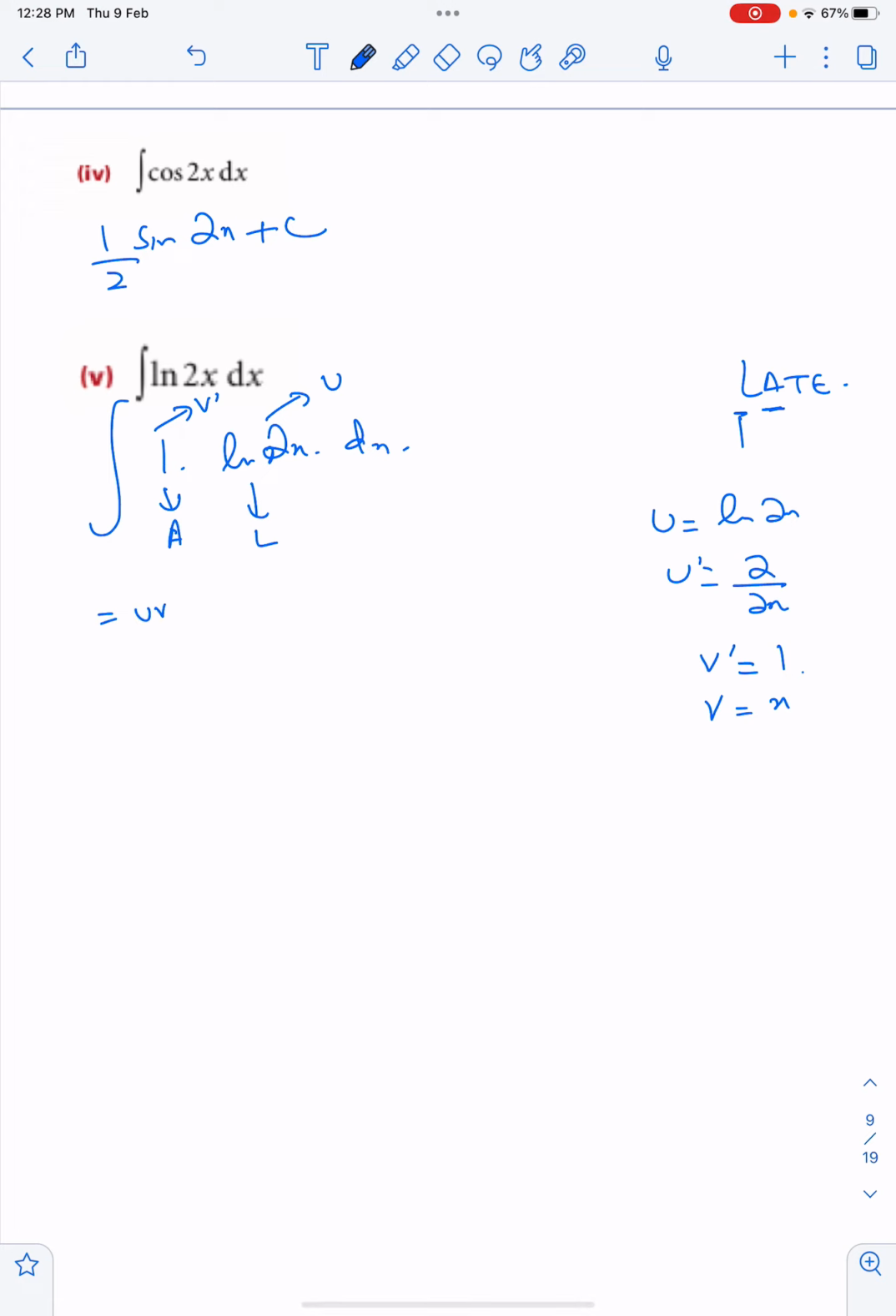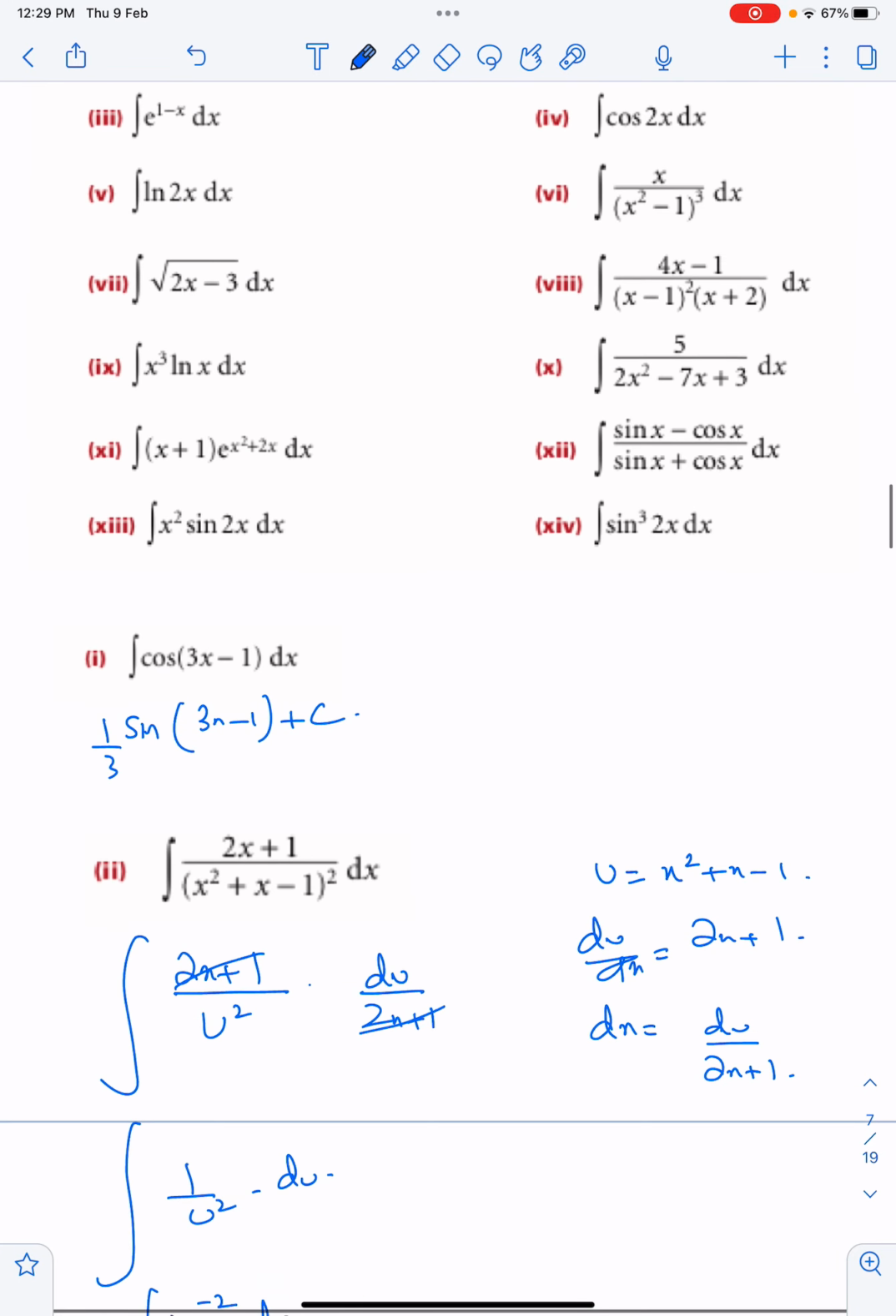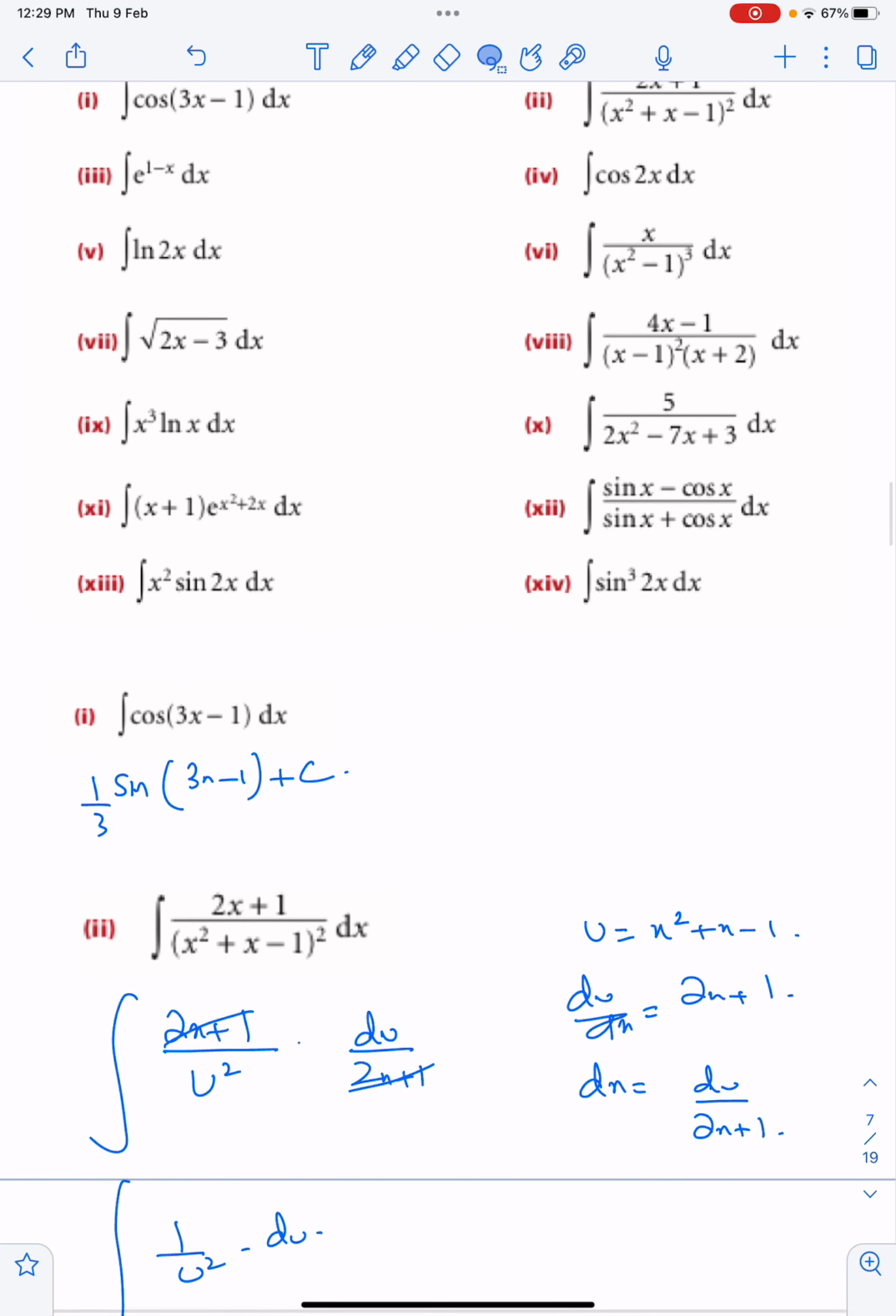Okay, let's write down the formula. It's going to be uv minus integration of v u dash. u is ln 2x, v is x, minus integration of v, which is x, and u dash, which is 1 upon x, dx. This is going to cancel out. Integration of 1 we know as x, so x ln 2x minus x plus c. This is the final answer to the integration of ln 2x. Then we move on to question number 6.